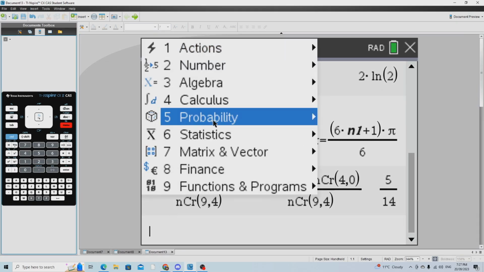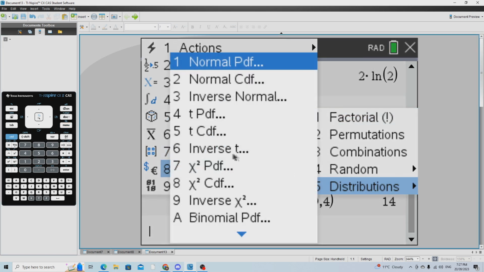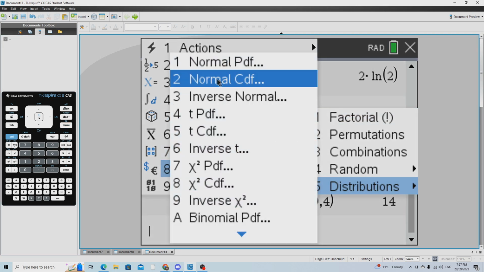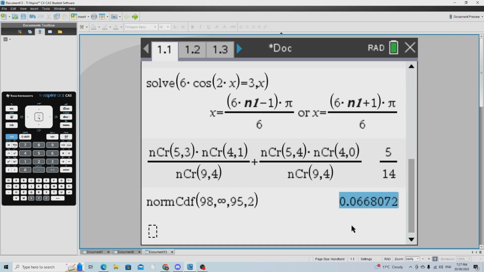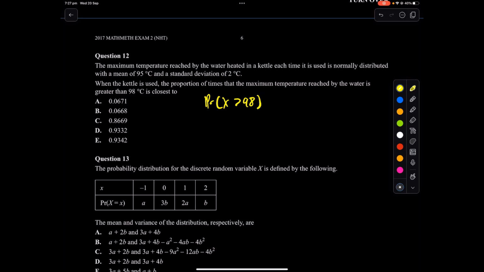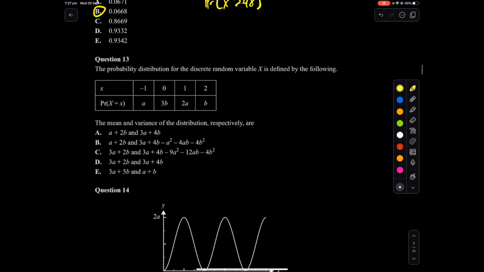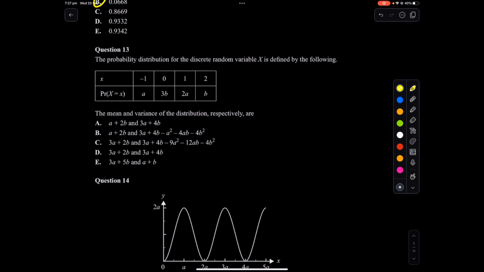Just go on menu, probability, distributions, and we want to use normal CDF. Our lower bound is 98. Infinity is our upper bound. And our mean here is 95. And our standard deviation is 2. And we get this over here, which looks like B is your answer. Yep, perfect.